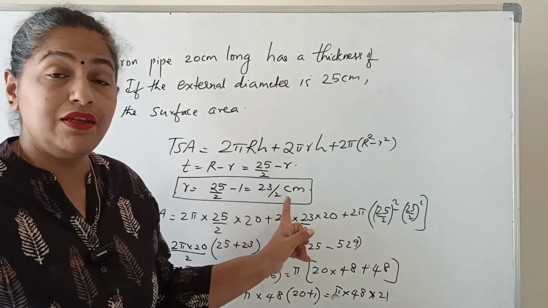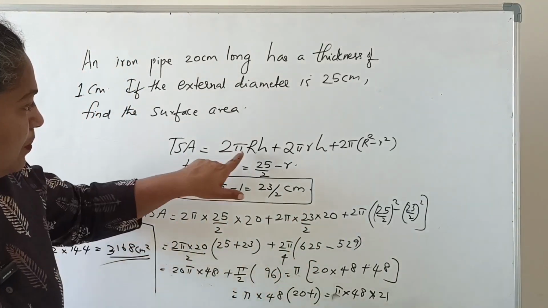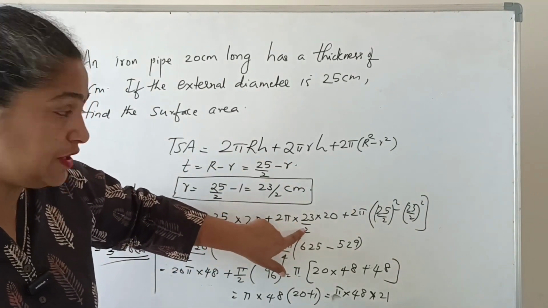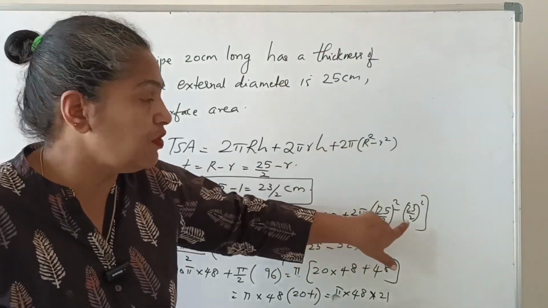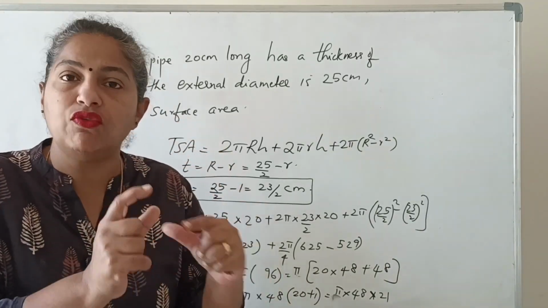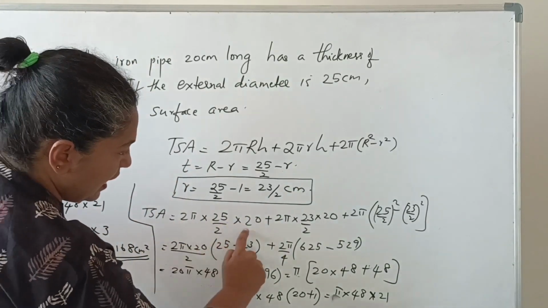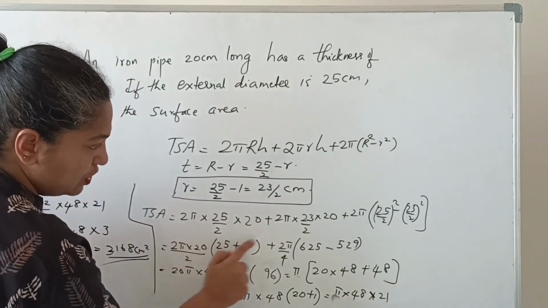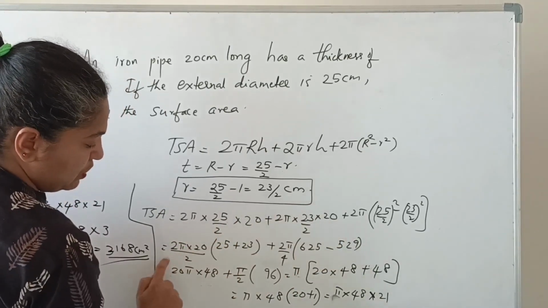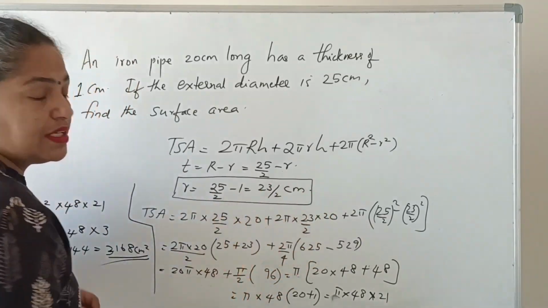So after finding the value of the inner radius, I have substituted it directly in the total surface area formula, which is 2 pi into R, R is 25 by 2, into H 20, plus 2 pi into r, 23 by 2, into 20, plus 2 pi into R square minus r square. Okay. Now, instead of calculating each term individually, I have tried to simplify the calculation by taking the common factor out. So, 2 pi and 20 is common and 1 by 2 is also common in these two terms. I have taken it outside. So, inside the bracket, I get only 25 and I will get a 23 also.